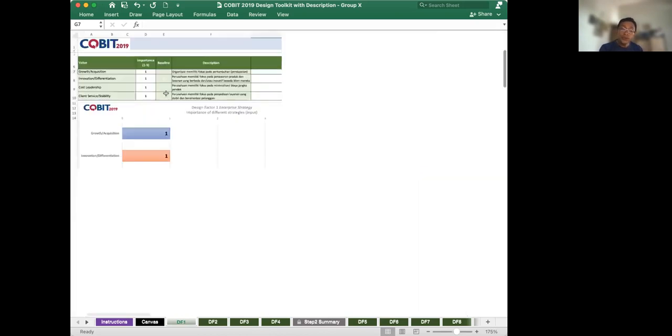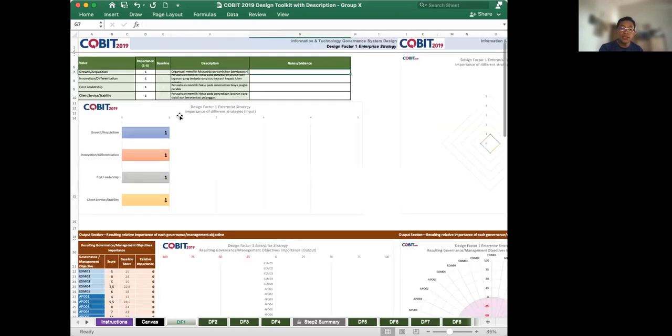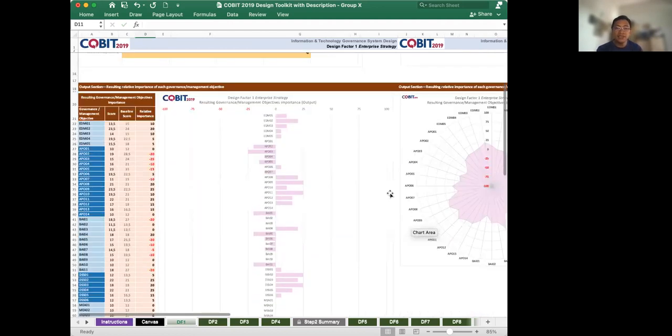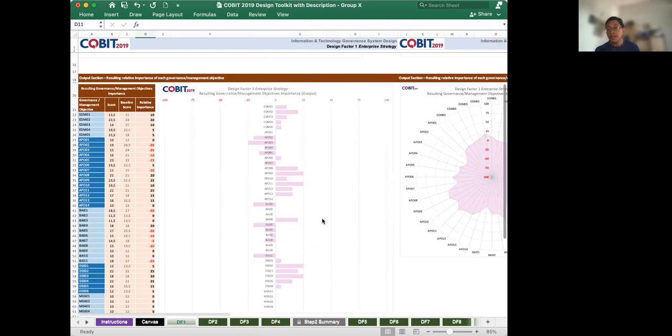When you provide the level of importance here, it will change. So for example here, the chart will also be different according to your choices. It will change as well, so you will have the design factors differently as well. Here is the plot area, the radar chart, and then you will see the impact on the alignment process here.